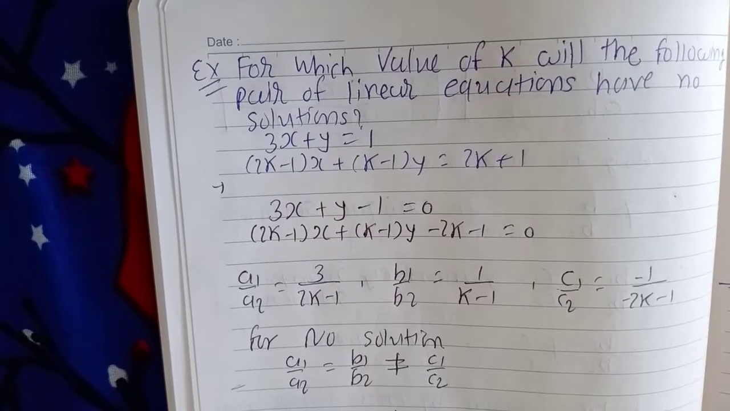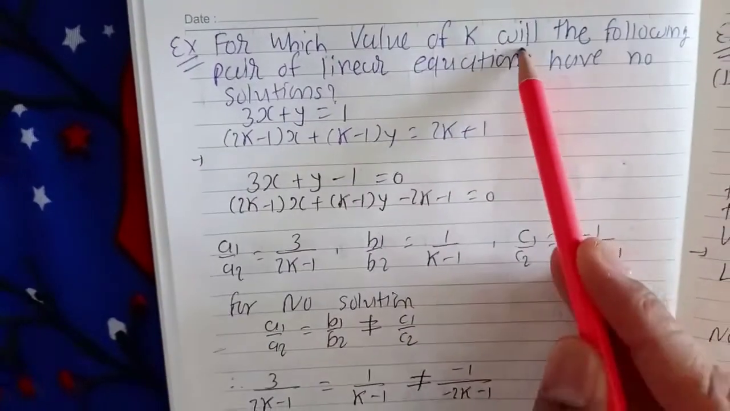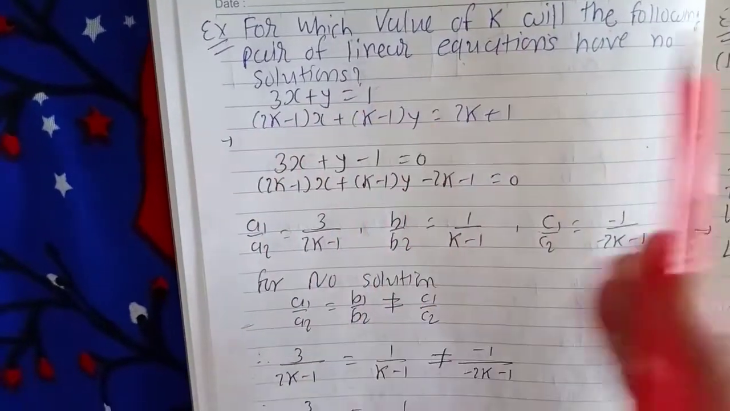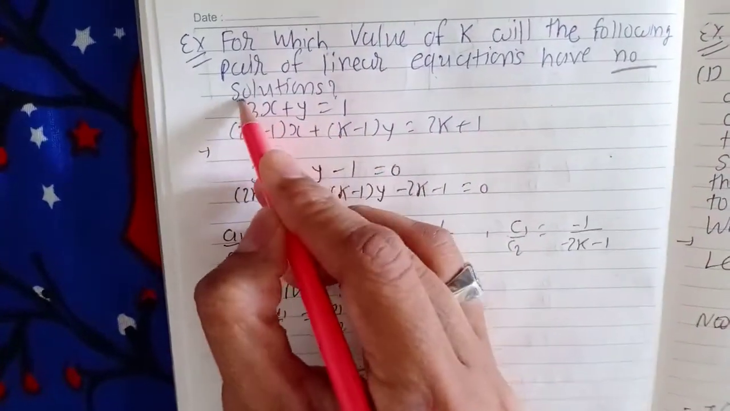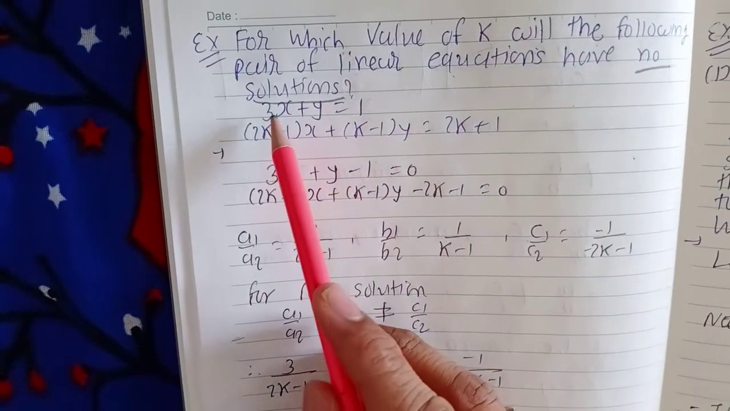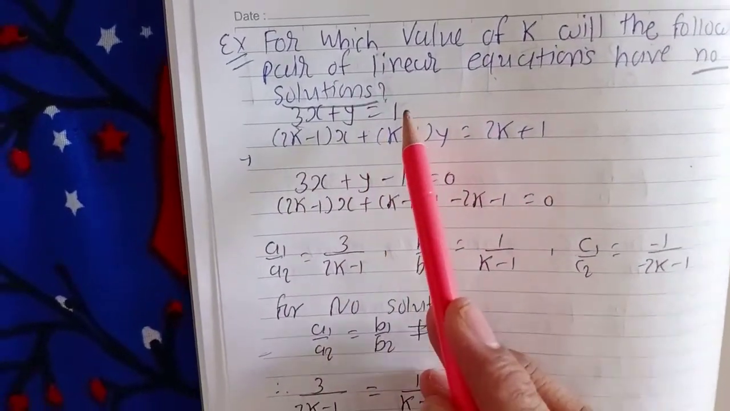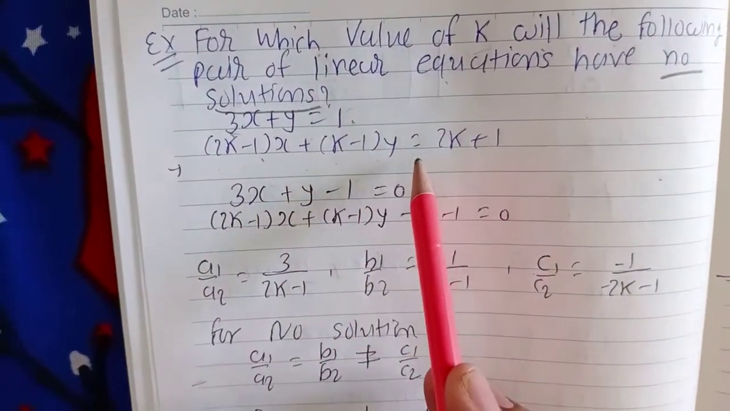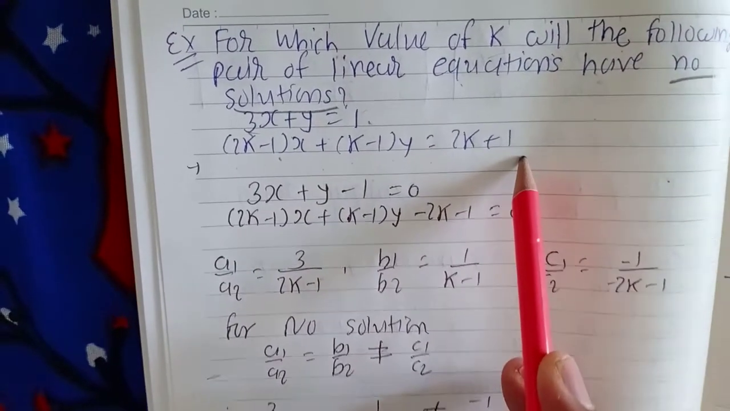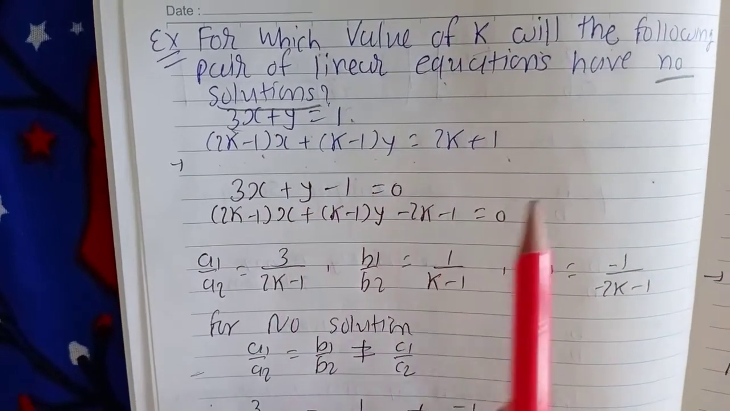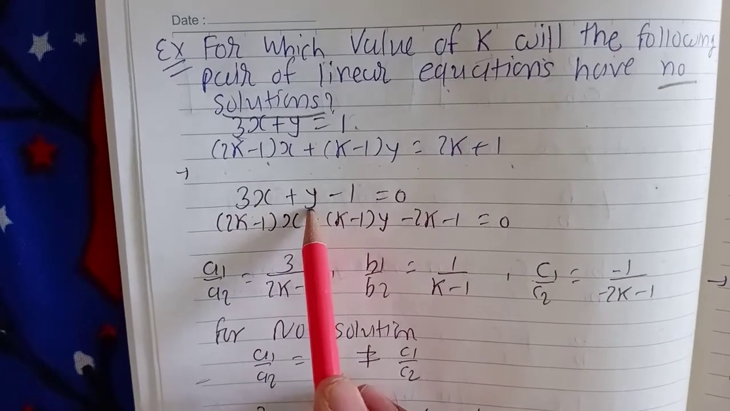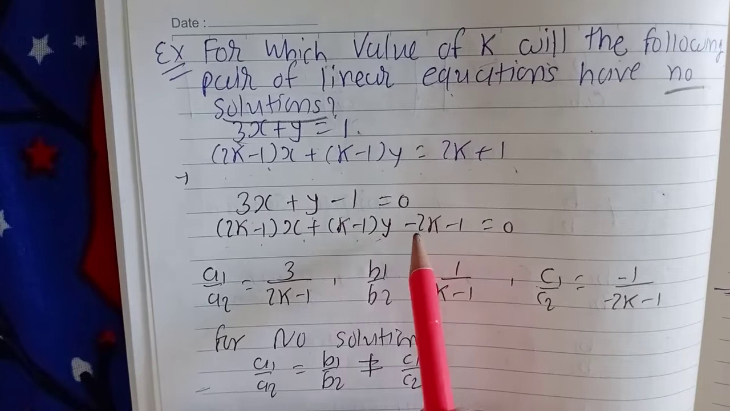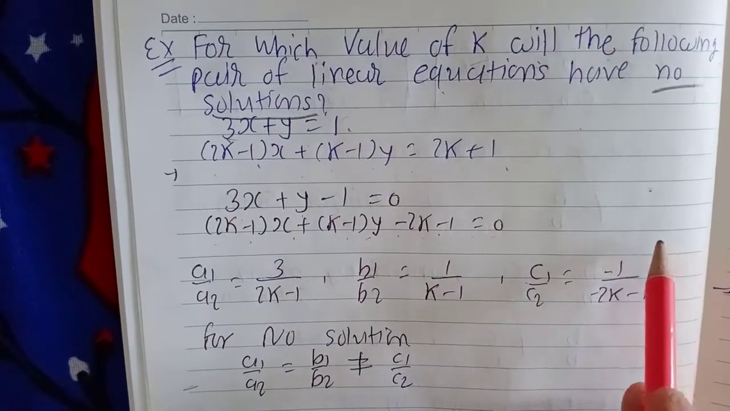Let's see another example. For what value of k will the following pair of linear equations have no solution? Here no solution is the most important word. The equations are 3x plus y is equal to 1 and (2k minus 1)x plus (k minus 1)y is equal to 2k plus 1. First of all, write in generalized form: 3x plus y minus 1 is equal to 0 and (2k minus 1)x plus (k minus 1)y minus (2k plus 1) is equal to 0.